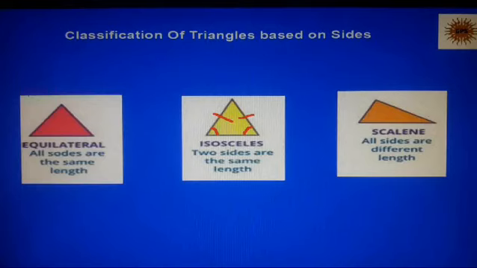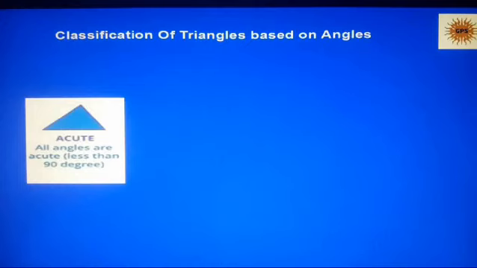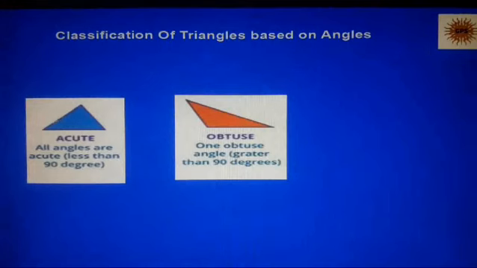Now on the basis of angles, we classify the triangles. First of all, the acute angle triangle. An acute angle triangle is a triangle in which all the angles are less than 90 degrees. You may consider any angle, like this one, this angle, or this angle. All the three angles are less than 90 degrees. So it is an acute angle triangle.